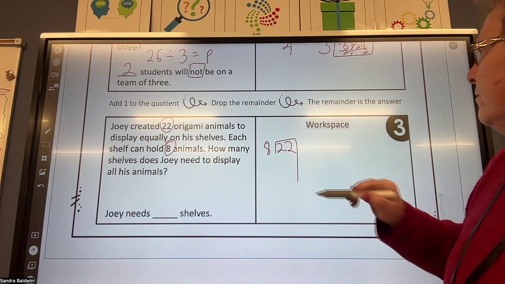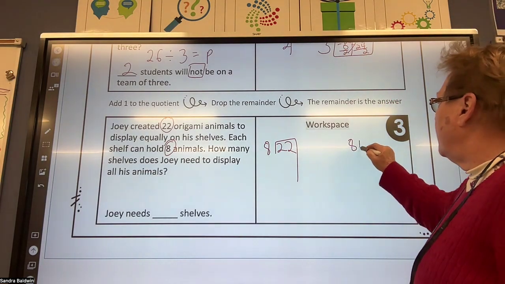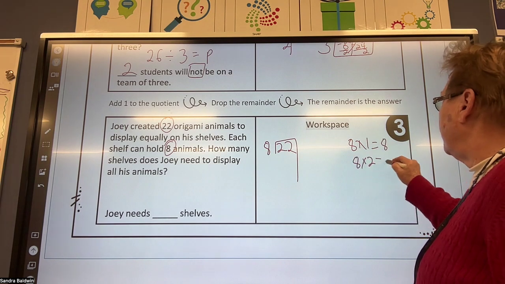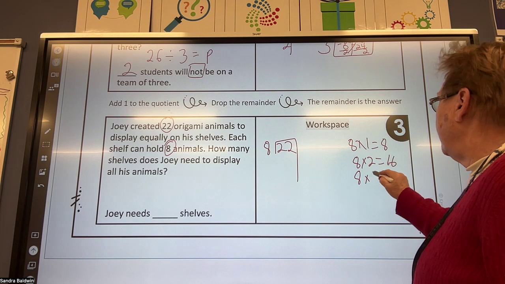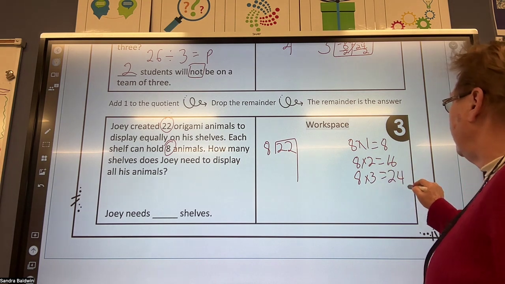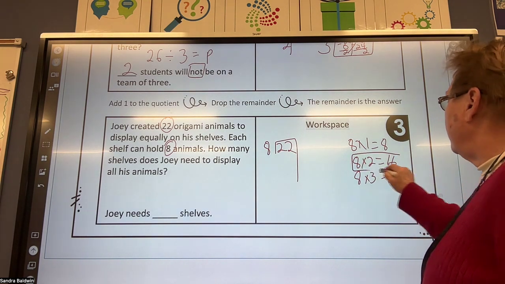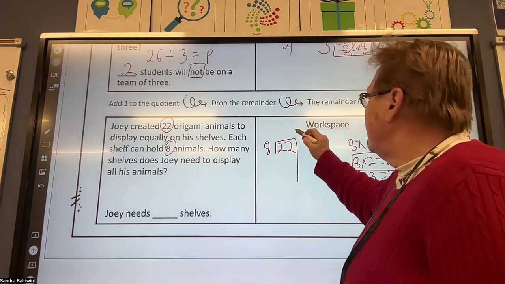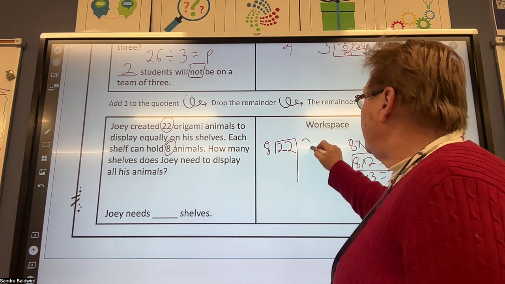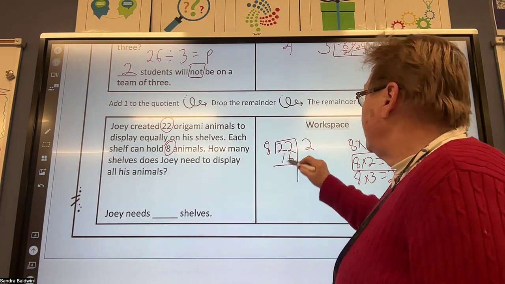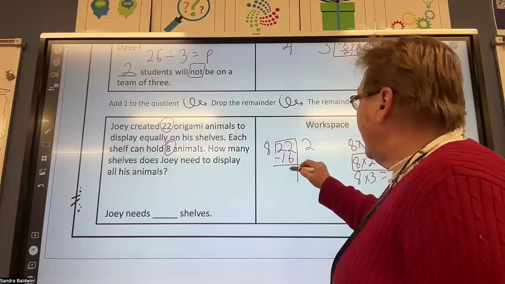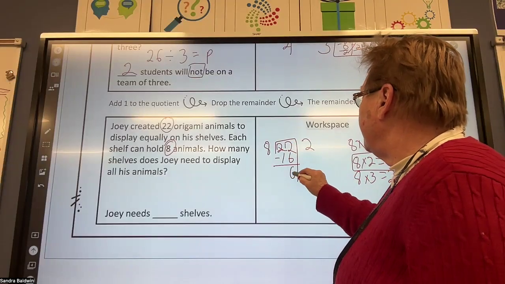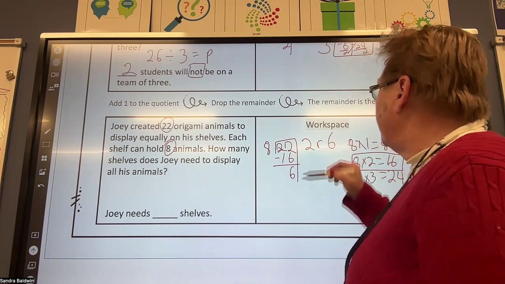Okay, I know that 8 times 1 equals 8. 8 times 2 equals 16. 8 times 3 equals 24. That's too much. So I've got to use this fact because 8 times 2 is 16. And then I subtract. 12 minus 6 is 6. So it's 2, remainder 6.